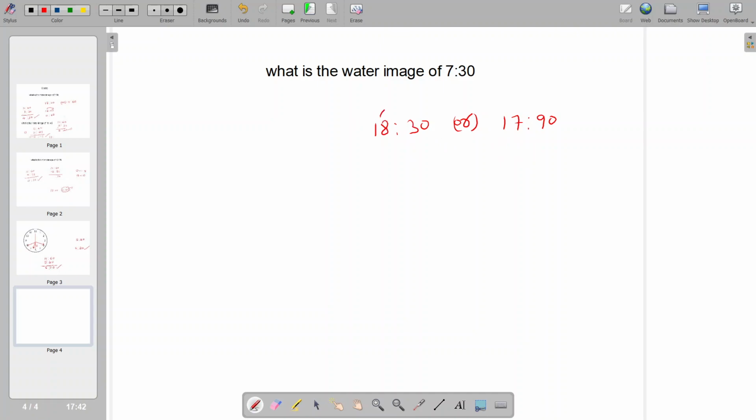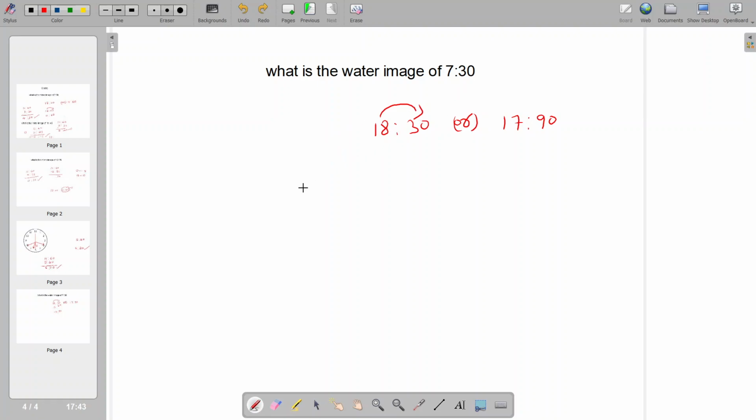How? If we take 1 hour as a borrow here, so 60, you will get 60 minutes here. Okay, so we are taking a borrow, right? 18 becomes 17. 60 plus 30, 90. So 17:90. So 18:30 is equivalent to 17:90. So it will always be better to use this one, 17:90. So what is the water image of 7:30?